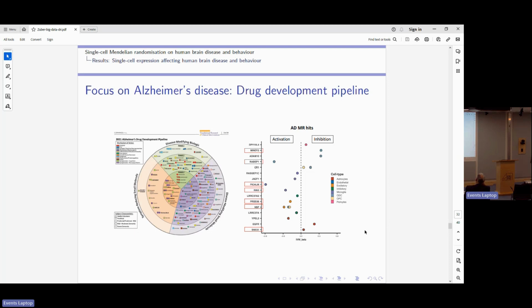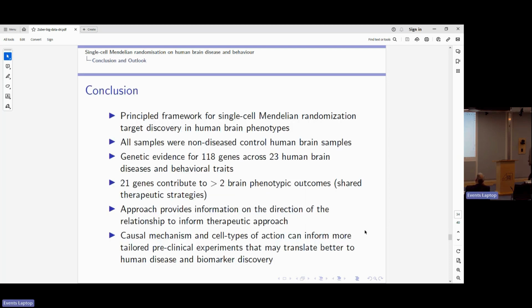as drug targets. So coming to the conclusion of this work, we present here a principled framework for single-cell Mendelian randomization target discovery in human brain phenotypes. One important aspect is that the data generation was on healthy individuals, and the team has made a big effort to ensure that the samples are really pathologically healthy individuals, which is quite a big effort given that we talk about brain samples here.